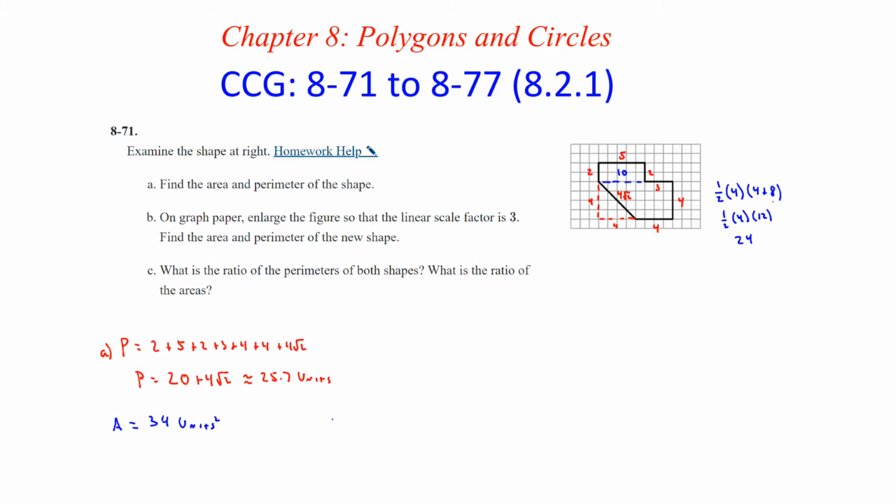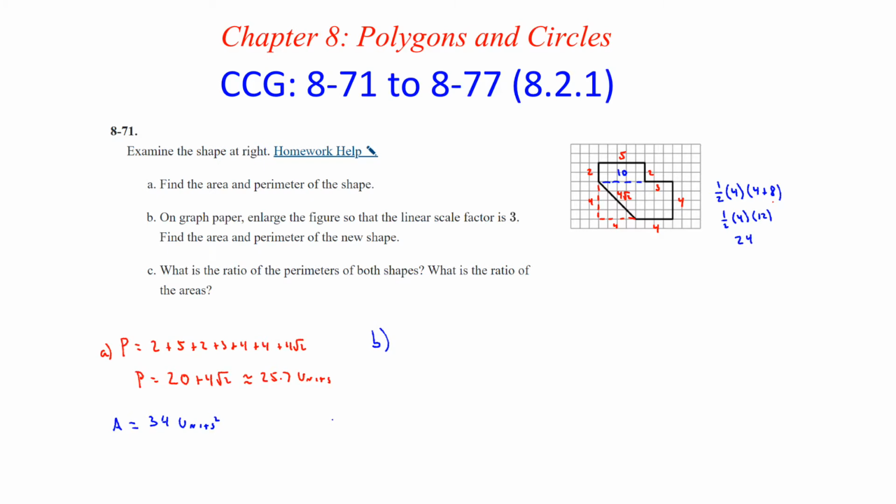So let's look at part B. On graph paper, enlarge the figure so that the linear scale factor is 3. Find the area and the perimeter of the new shape. I don't have the graph paper on here for this, but go ahead and enlarge it. Remember, the linear scale factor is 3, so each of the side lengths would be 3 times whatever they are right now. So for example, the 5 on top would become 15, the 2 would become a 6, and so on. So you can create that on graph paper.